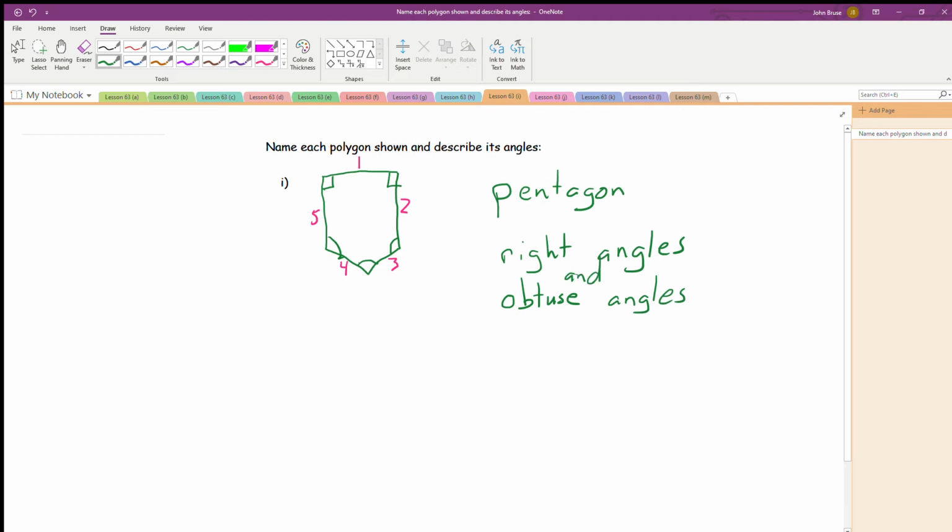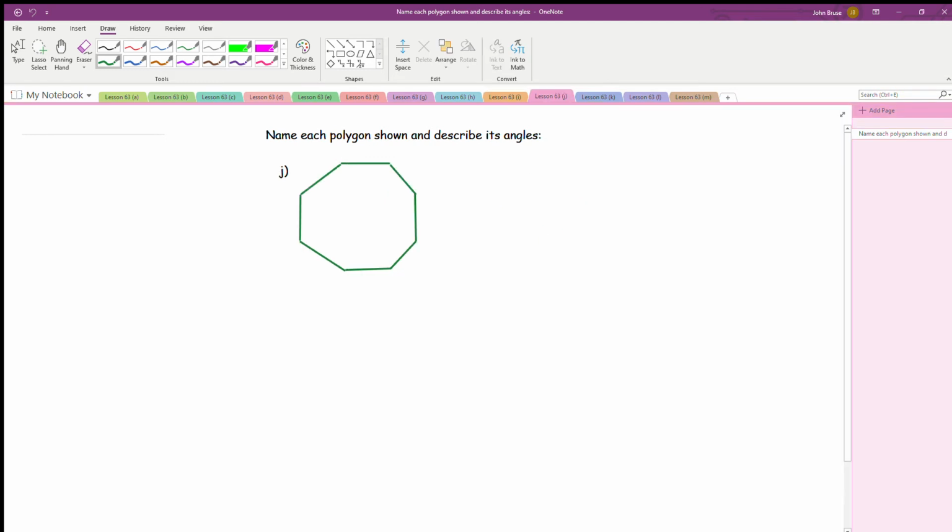All right. And moving on to J, it says name each polygon shown and describe its angles. Okay, we've got 1, 2, 3, 4, 5, 6, 7, and 8. An 8-sided polygon is an octagon. And all of its angles in this picture are wide angles. They're more than 90 degrees, so they're obtuse angles.